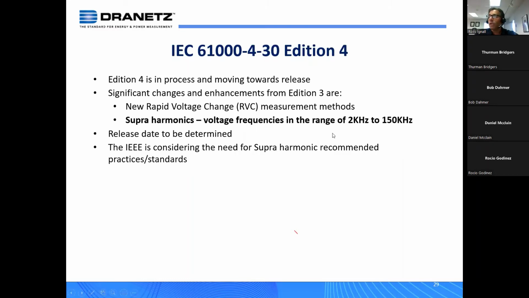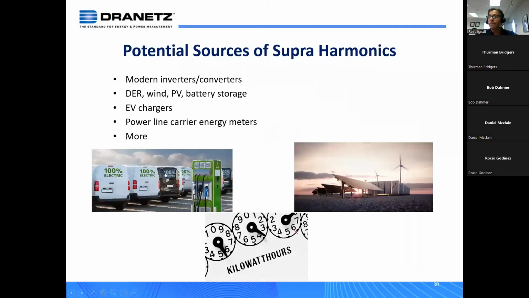And the introduction of the Supra harmonics term. This has been around in theory for a while, and this is the first cut of a standard to include that. And what are Supra harmonics? They're voltage frequencies in the range of 2 kilohertz to 150 kilohertz, okay?